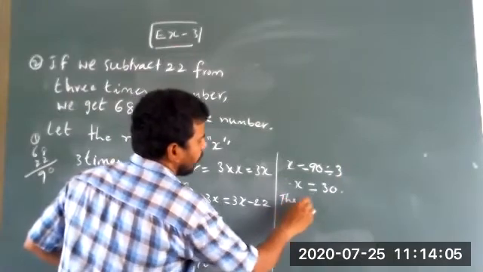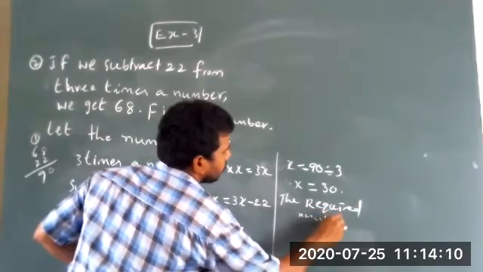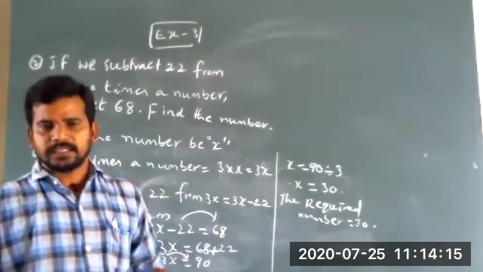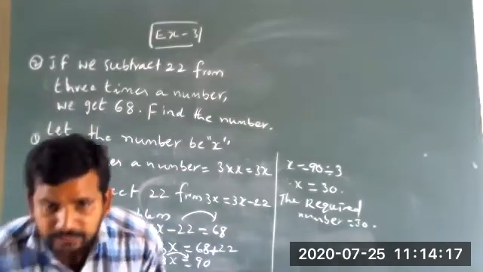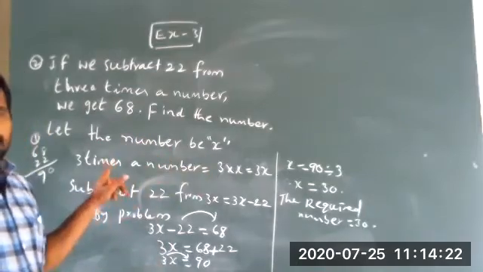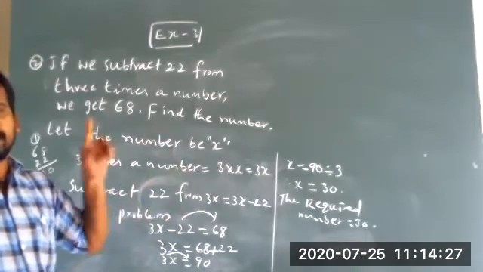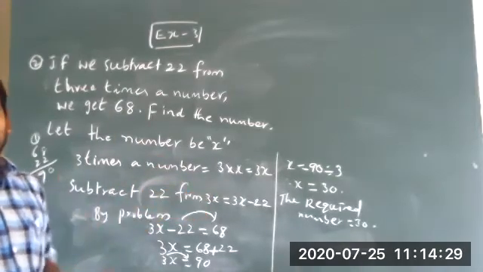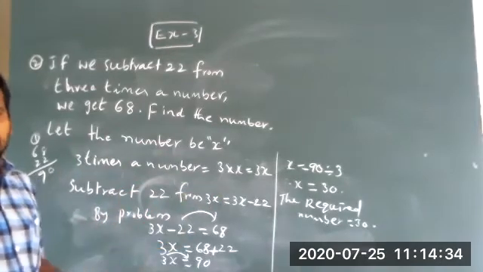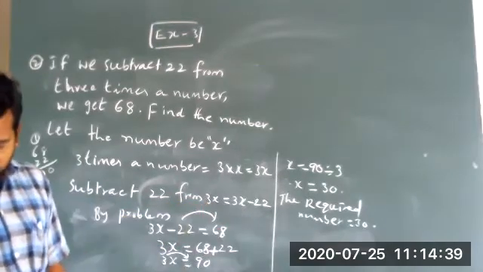The required number equal to 30. The required number equal to how much, children? 30. This is the second problem answer. Clear? Let the number be x. 3 times a number means 3 into x, that means 3x. Subtract 22 from 3x, that means 3x minus 22. According to the problem, 3x minus 22 equal to 68. Then solve for x, that is 30, the required number equal to 30.